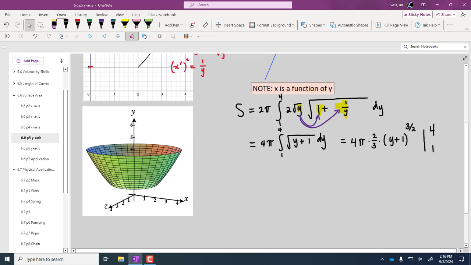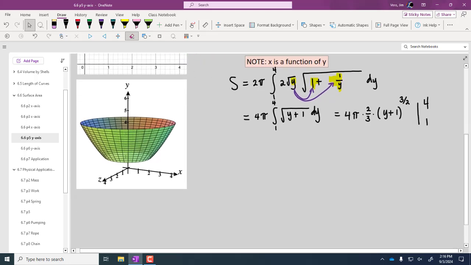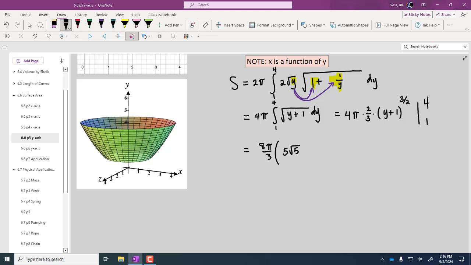Now we just have to plug in our limits of integration and take the difference. So we're going to have 8 pi divided by 3. Plugging in the 4 is going to give 5 to the 3 halves. And here's how we simplify 5 to the 3 halves. 5 to the 3 halves we write as 5 root 5. Minus, we plug in 1, and we get 2 to the 3 halves. 2 to the 3 halves we simplify this way, 2 root 2. And that is as far as we can go.